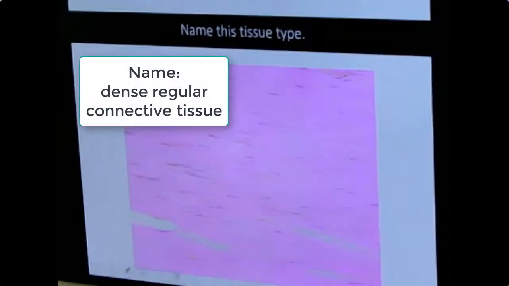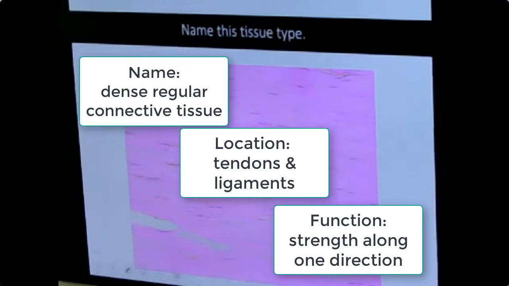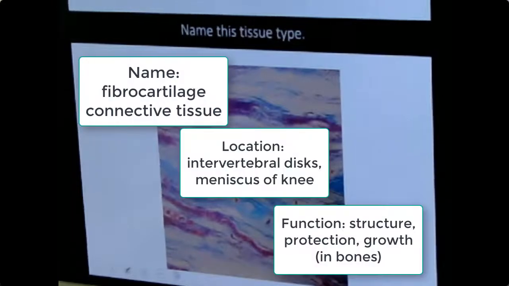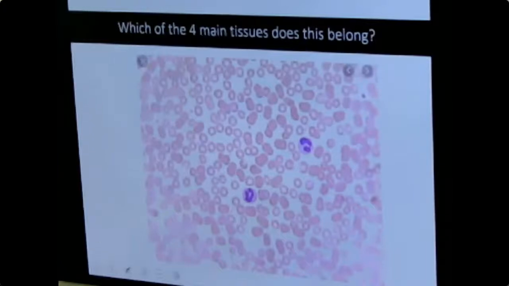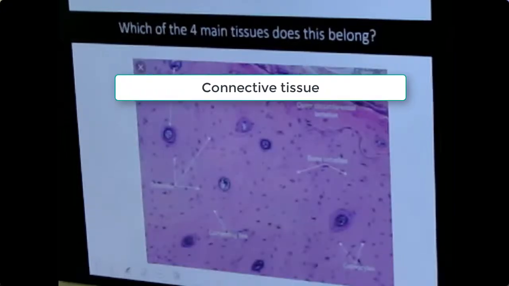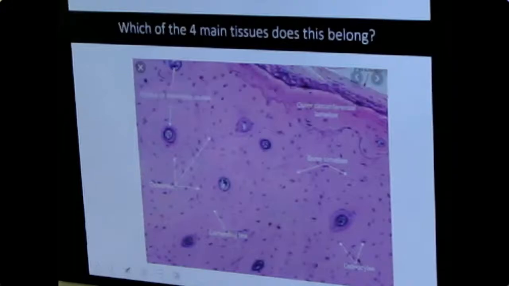This is another view of dense regular connective tissue, tendons and ligaments. This is another view of the fibrocartilage. You got the frog eyes, you have the wavy. And then this is blood, and blood is part of connective tissue. So it's in that family because it's got cells and fibers. Well, it's not really floating the fibers, it's got fibrin which can make fibers. So it's sort of loosely associated with connective tissue, and bone is also connective tissue.